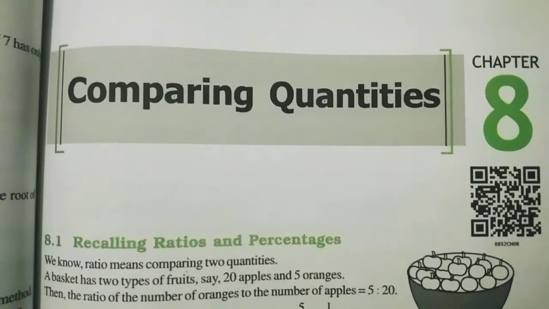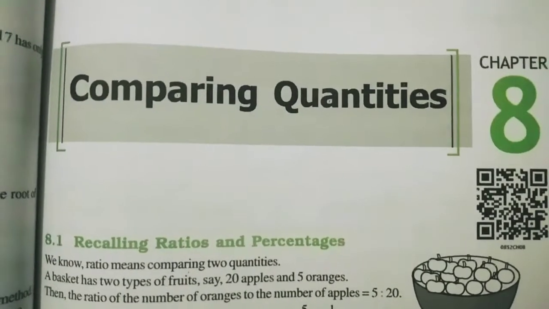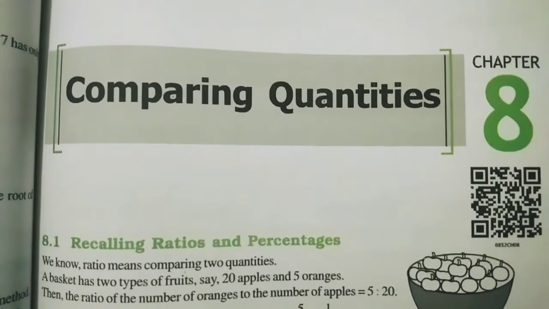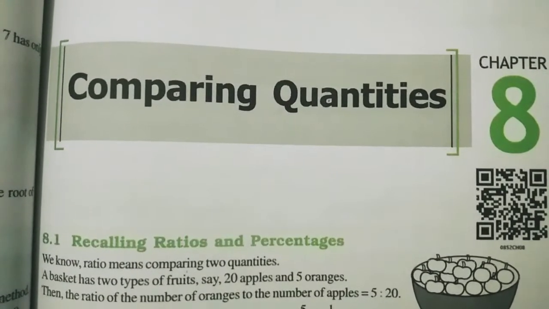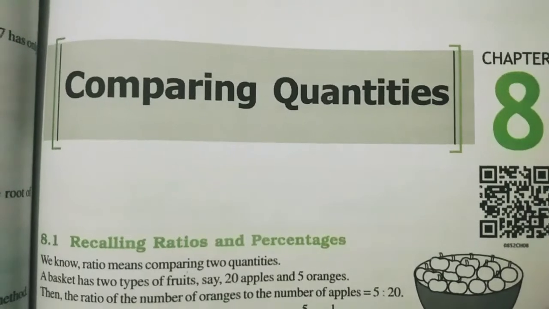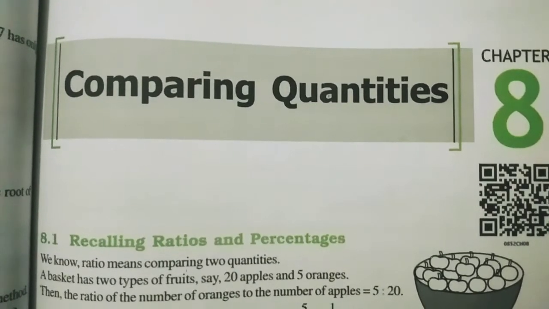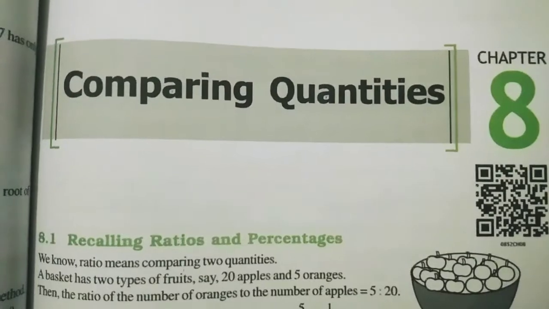Today in this video I am going to start chapter number 8, that is comparing quantities. Comparing quantities means this chapter is related to our day-to-day life problems like profit and loss, sales, discount, percentage, ratios, compound interest, simple interest, all these things. So first of all we'll start from ratio and percentage.